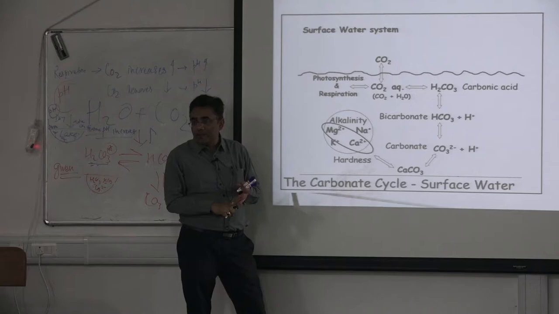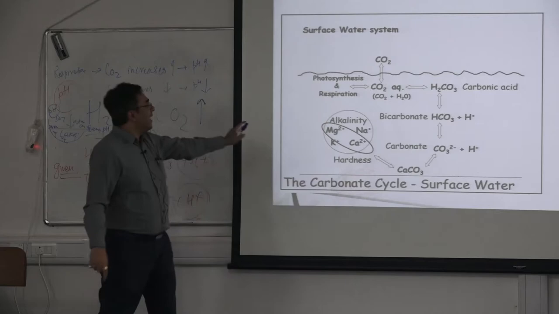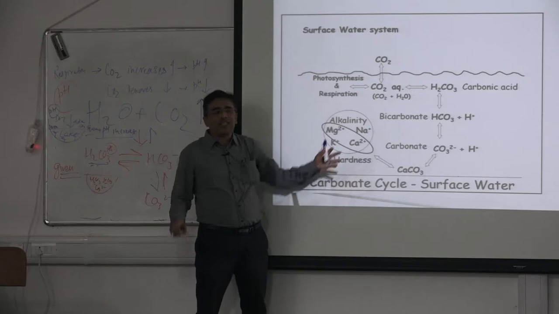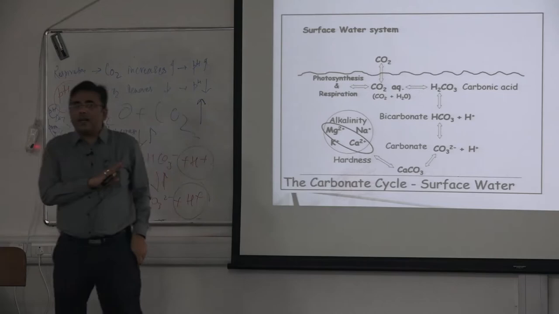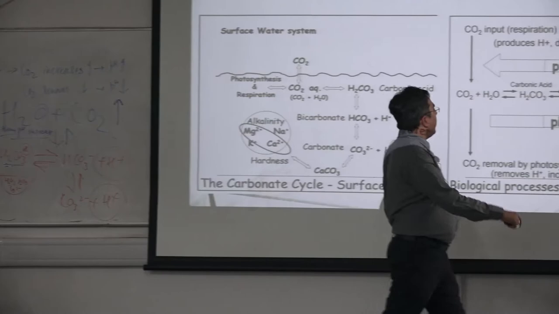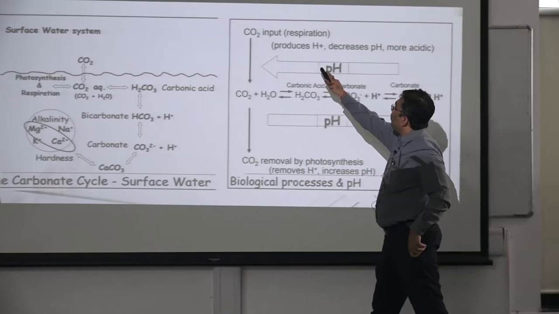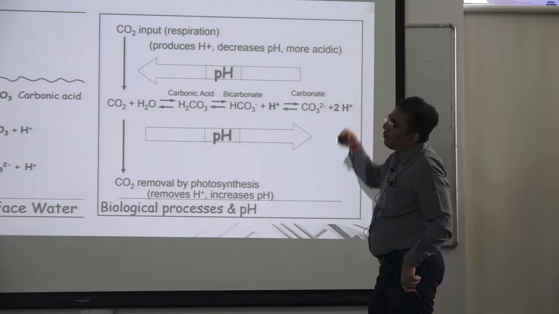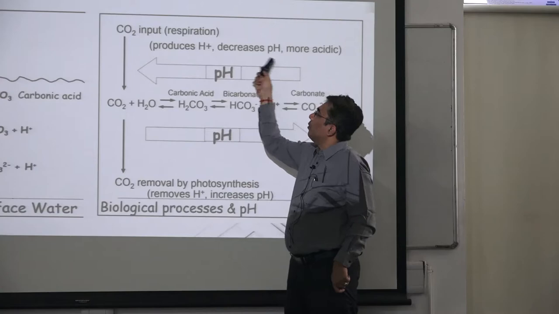So this is what is happening. Here I am talking about the surface water system. So still we are in the river or lake. Still, it's fine until here. Then I told you again that if CO2 input from respiration produces H plus, it decreases pH. So if there is more respiration, CO2 will be added and the pH will decrease, and if CO2 is removed, the pH will increase.